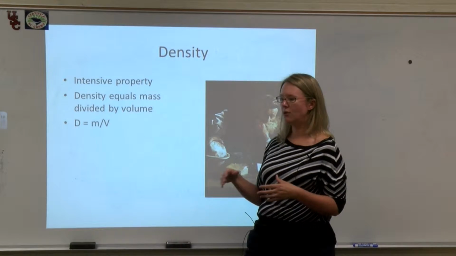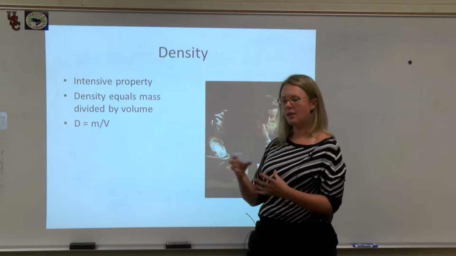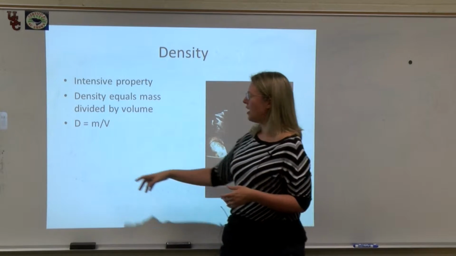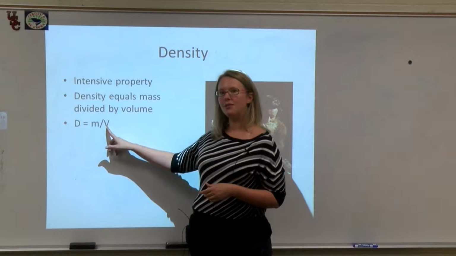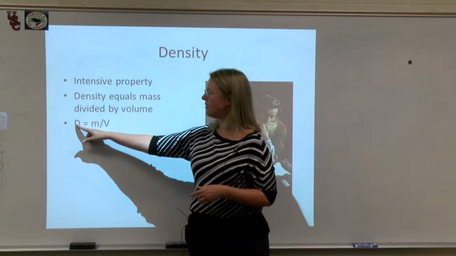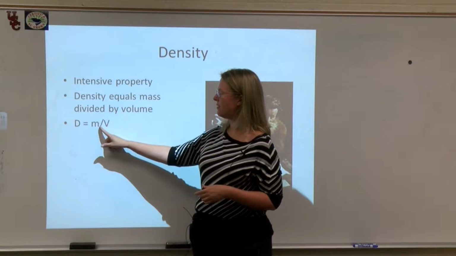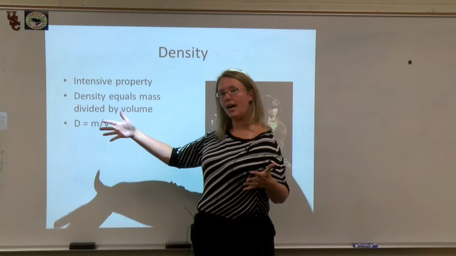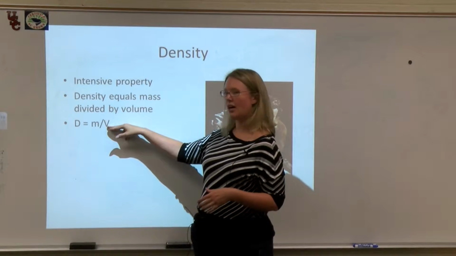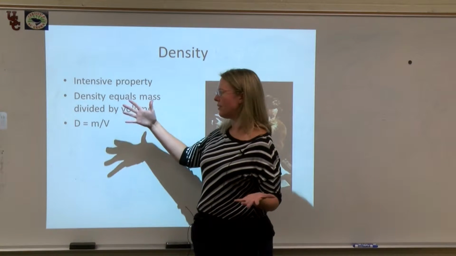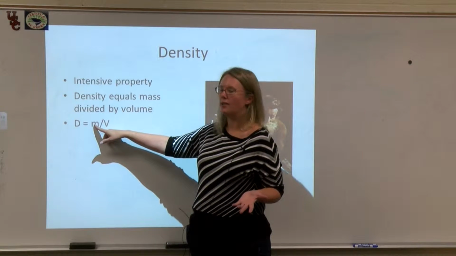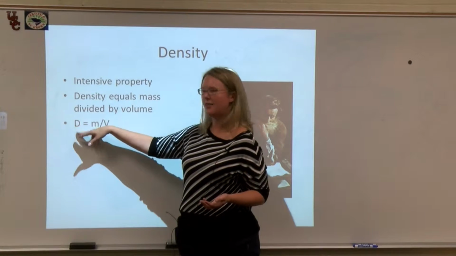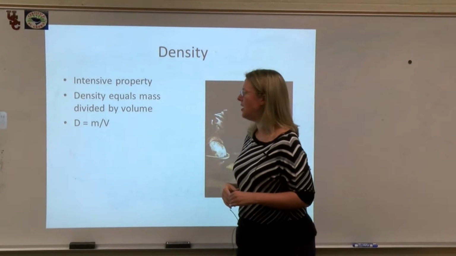So if you have a huge block of copper and then a small piece of copper, they're both going to have the same density. You can see from the formula that this should make sense. Density is equal to mass divided by volume. And so as you increase the volume or size of your sample, the denominator increases. But as you increase the volume, you're going to increase your mass too, which is in the numerator. So the variables kind of cancel out there and you wind up getting the same density.